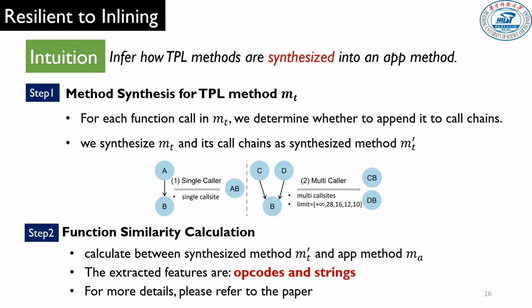Step 2 is function similarity calculation. We then compare this synthesized method with the API method by examining opcodes and strings to assess similarity. Due to time limit, for more details, please refer to the paper.